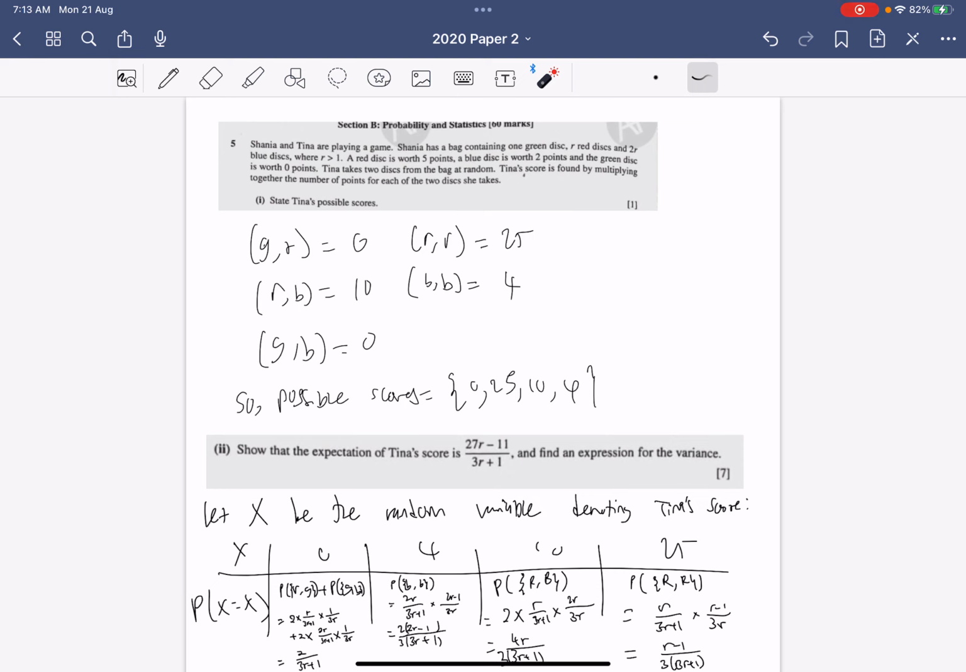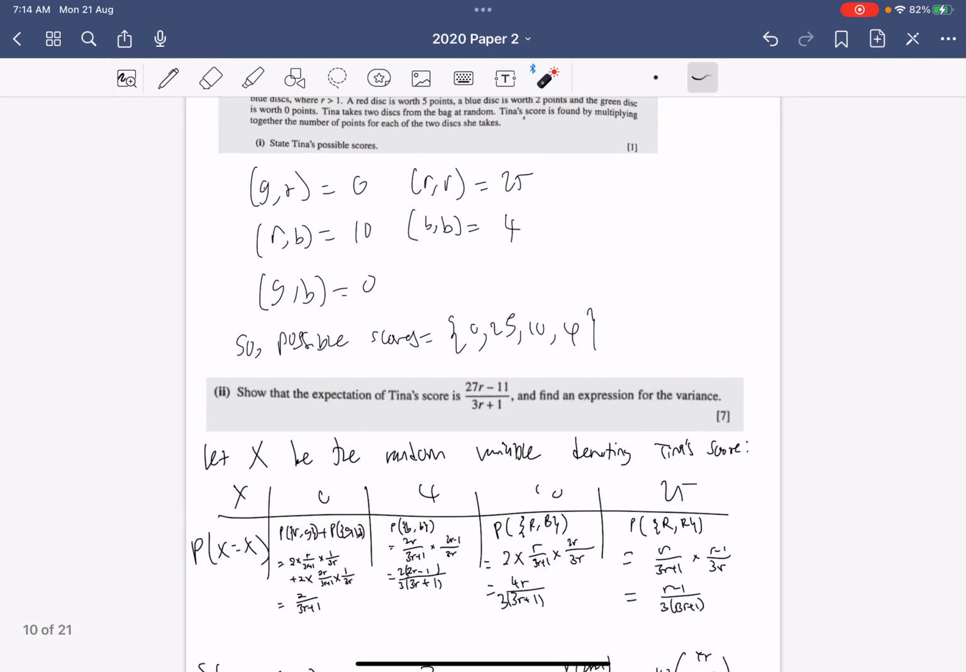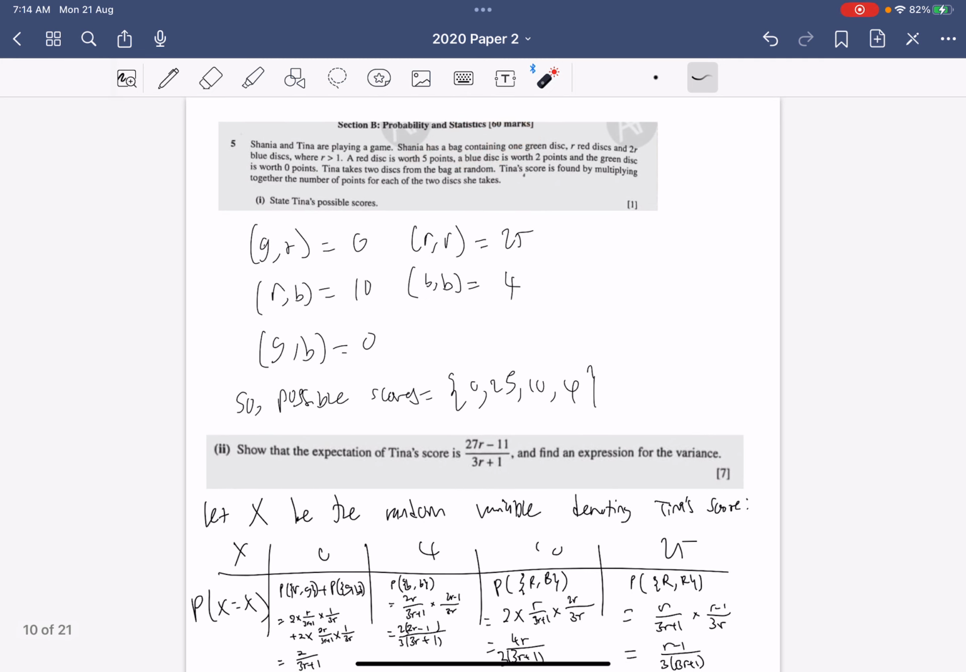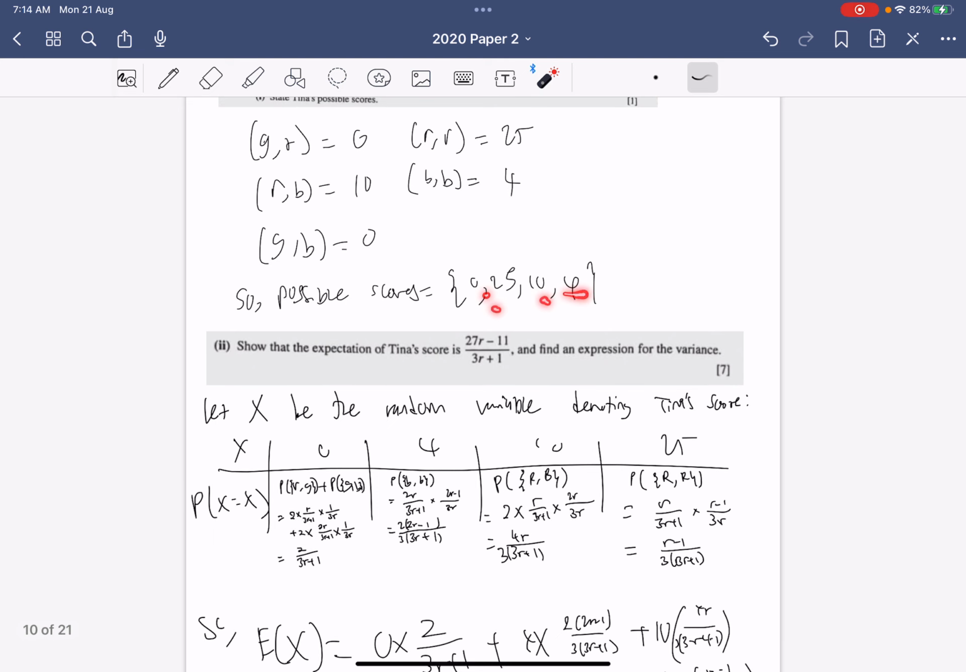So, one scenario is you get green red. We get 0 because 0 times 5 is 0. Then you can get red blue, which is 5 times 2, which is 10. Then you can get green blue, which is also 0 because green is 0. Then you can get red red, which is going to be 25. And you can get blue blue, which is 4. But you can't get green green because there's only one green disc. So your possible scores are 0, 4, 10, and 25.